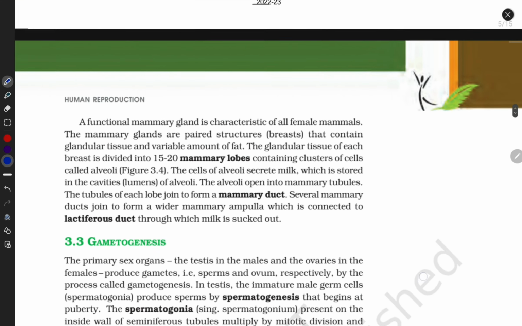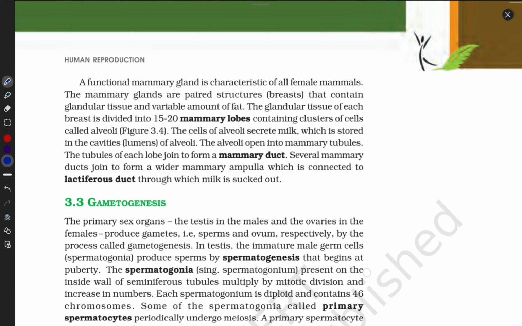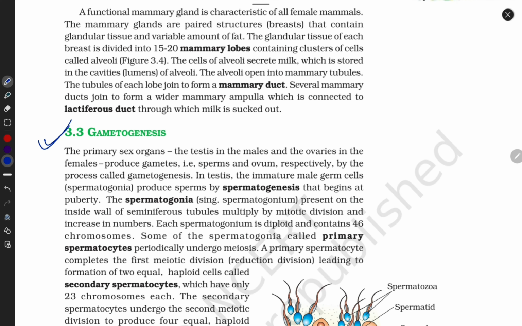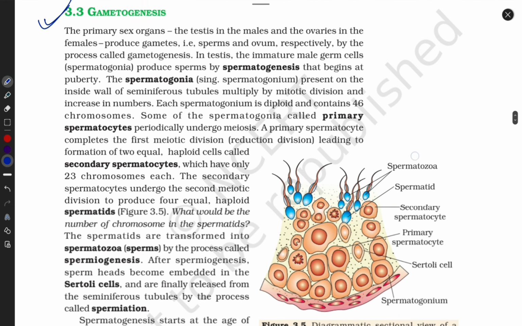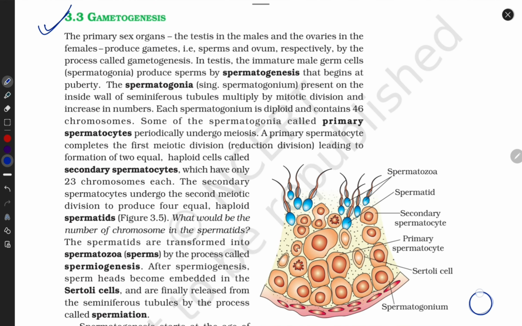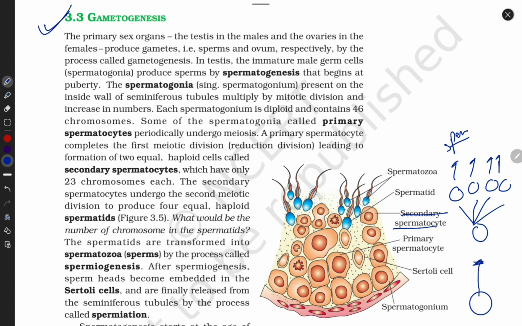All right, guys. Now here is gametogenesis, how male gamete is produced and how female gamete is produced. Now, simple. Spermatogonia mature, and they enter in secondary spermatocyte, break down into spermatids. Now, spermatozoa mature and they make sperm. This is the overall view of gametogenesis, how sperm will form.